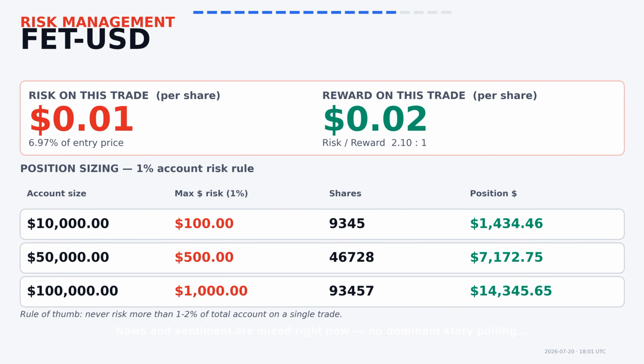Risk management. On screen, you see the dollar risk per share, the dollar reward per share, and a position sizing table built around the 1% rule. The rule is dead simple. Never risk more than 1% of your total account on a single trade. So if you've got a $10,000 account, you're risking $100 max. And that decides the share count, not your gut feel. Get this right, and you can be wrong 10 times in a row and still be in the game. Get it wrong and one bad trade can take you out.